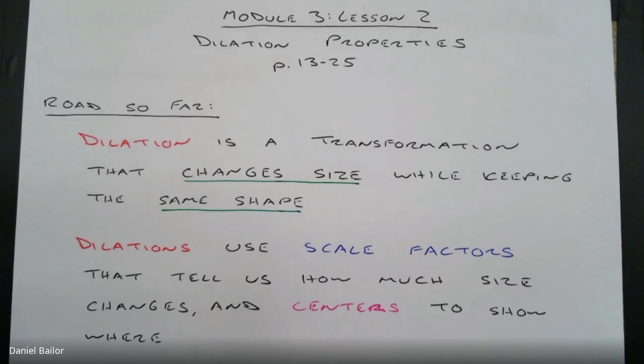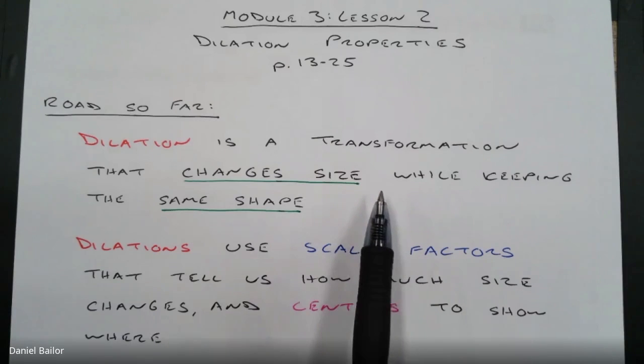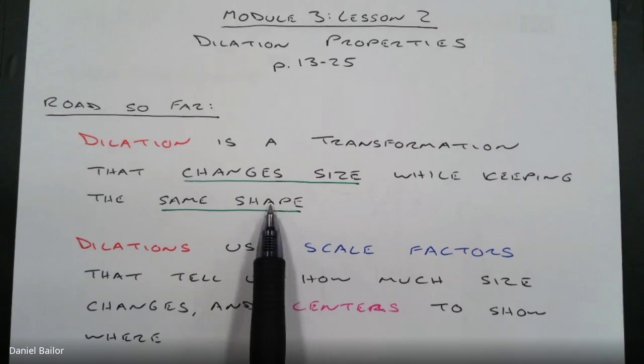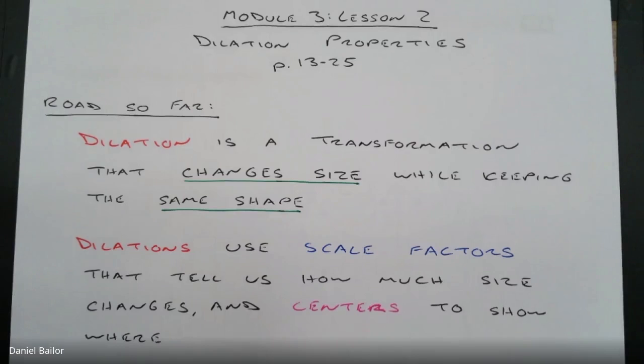And those three rigid transformations did not change size, did not change shape. They kept things congruent, just in different locations. A dilation is a different transformation because a dilation does change the size, but it keeps the same shape. So dilation is not a rigid transformation because the size changes, but the shape stays the same. It is still the exact same shape, just a different size. That's a dilation.